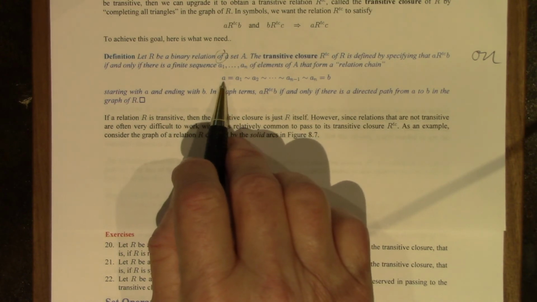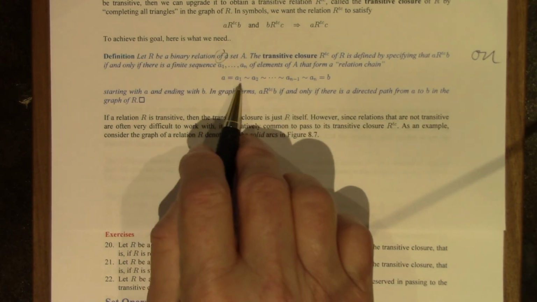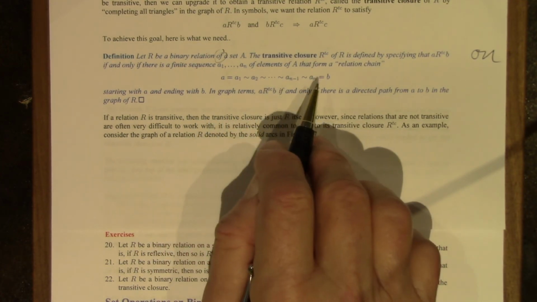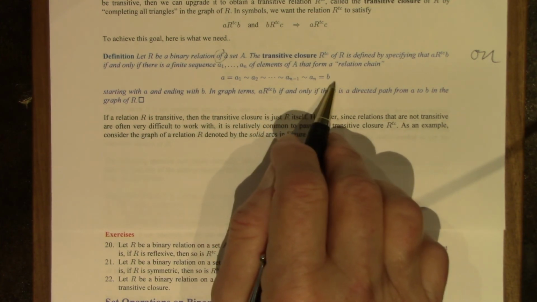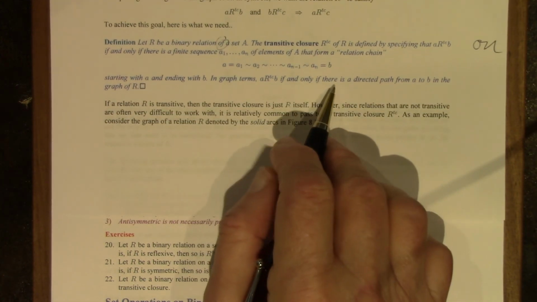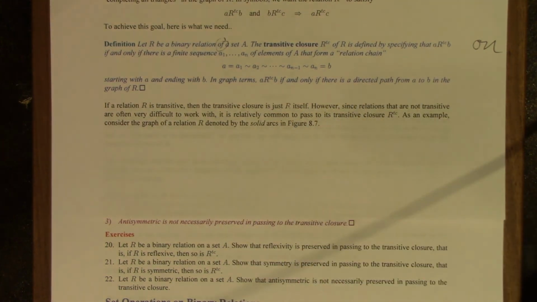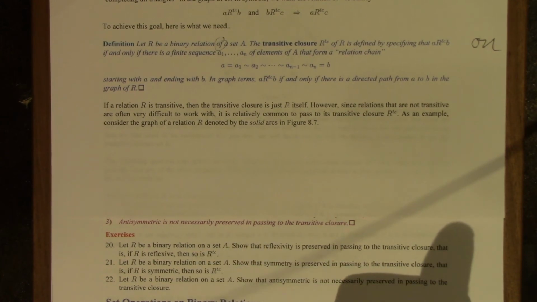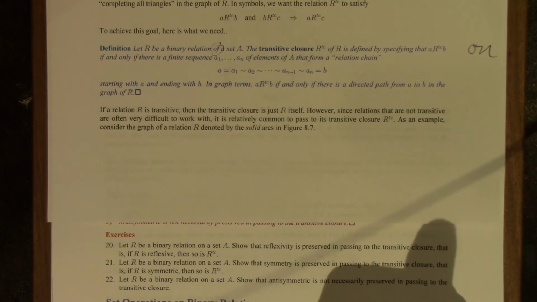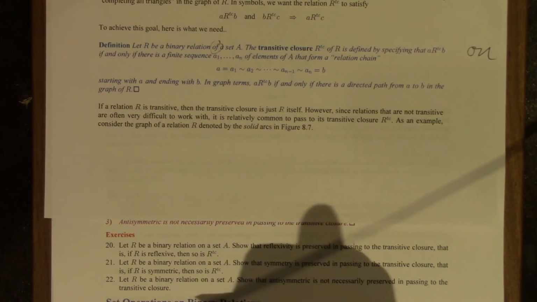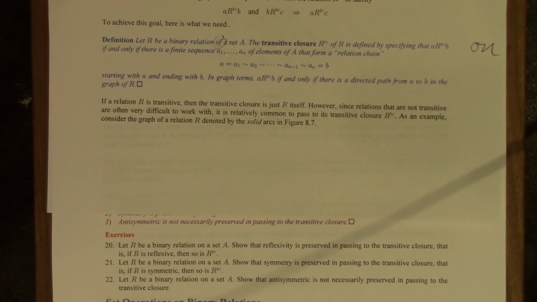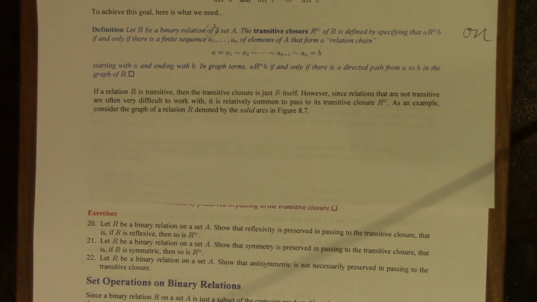So starting at A and ending at B. So A, which I'll call A1 also, is related to A2, which is related to A3 and A4 and so on, up to AN, which is B. In terms of the graph, A is related to B if there is a directed path from A to B, and it doesn't matter how long it is, as long as it's finite, of course. So you have to complete all the paths, not just all the triangles, so to speak. If a relation is already transitive, you don't have to do anything.